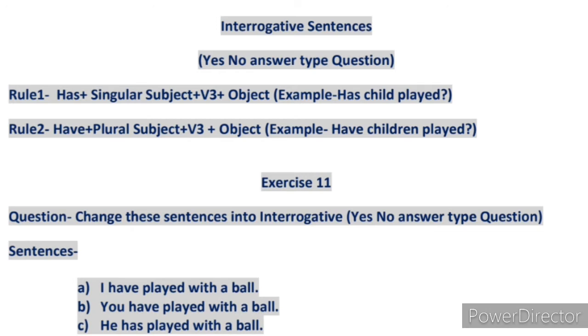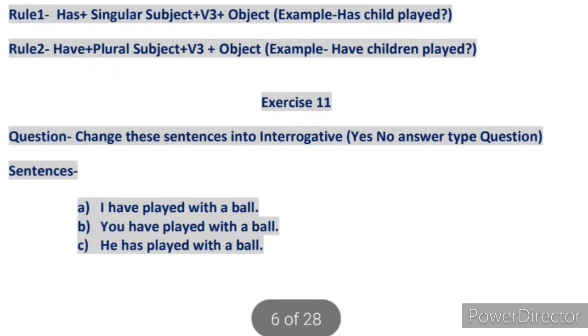So I am repeating the rules for you. Rule is, has plus singular subject plus V3 plus object. For example, has child played, question mark. Next, have plus plural subject plus V3 plus object. Example, have children played, question mark.